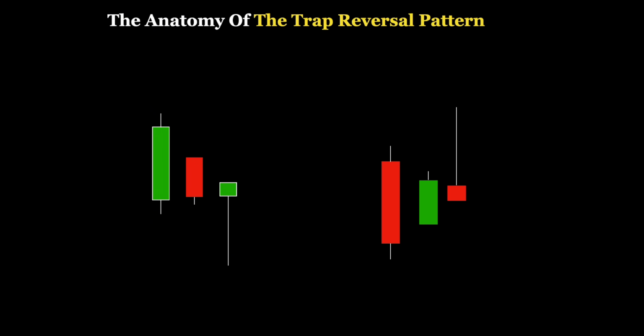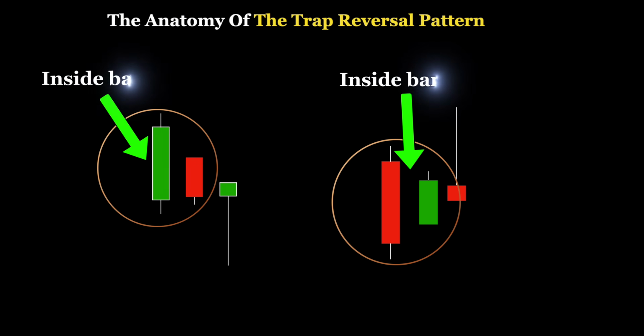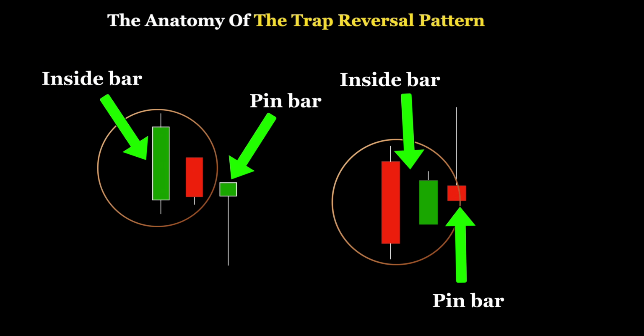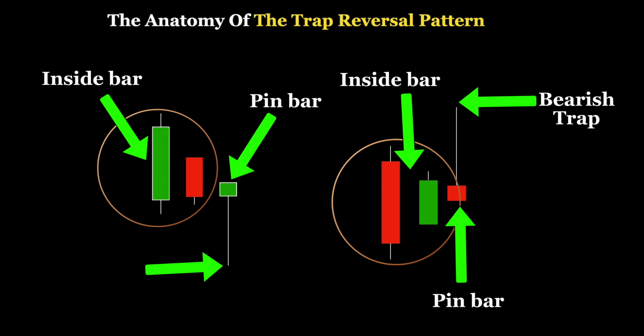Let's break down the anatomy of the trap reversal pattern. It's made up of two key candlesticks. First, an inside bar. This shows market indecision and usually signals a potential breakout. Then comes the pin bar, and this is where the trap is set. In a bearish trap reversal, you'll see an inside bar followed by a bearish pin bar that fakes a breakout to the upside, then slams back down. In a bullish trap reversal, it's the opposite: an inside bar followed by a bullish pin bar that fakes a move lower, then quickly reverses to the upside. This combination creates the illusion of a breakout, before flipping and trapping traders who took the bait.